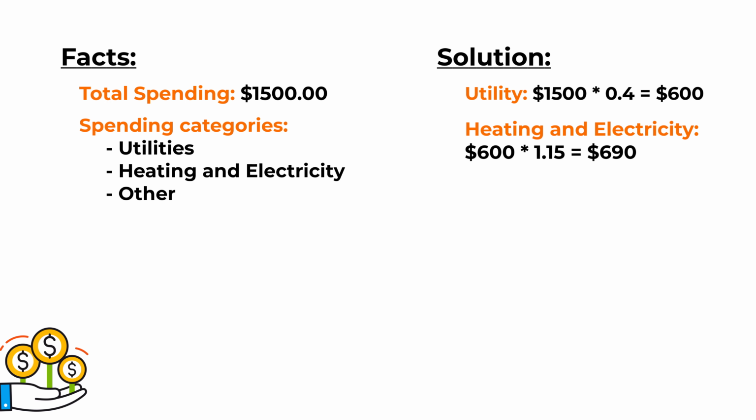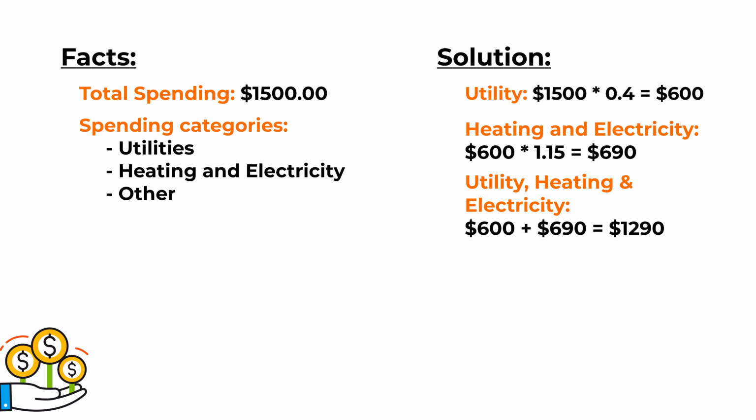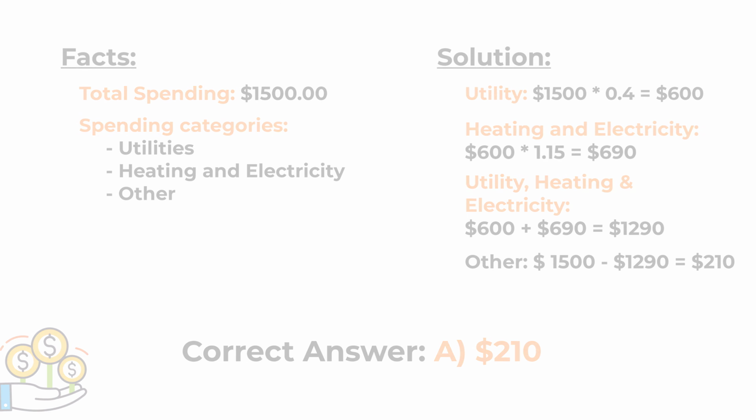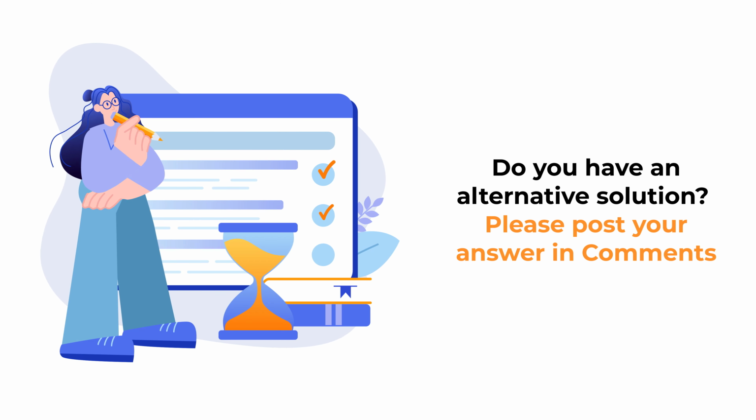To calculate utility, heating, and electricity spending together, we need to add 600 and $690, and the end result of this calculation will be $1,290. So the other spending category would be calculated as a subtraction of $1,290 from $1,500 and would be equal to $210. So the correct answer here is choice A, $210. Hopefully you've nailed this question and now know how to answer similar problems on the test.